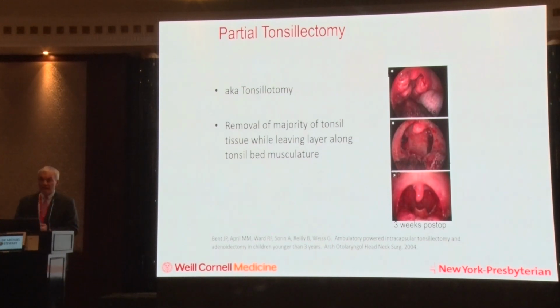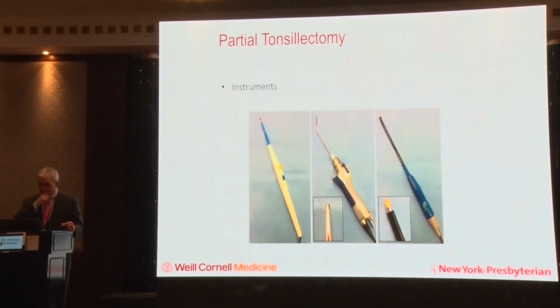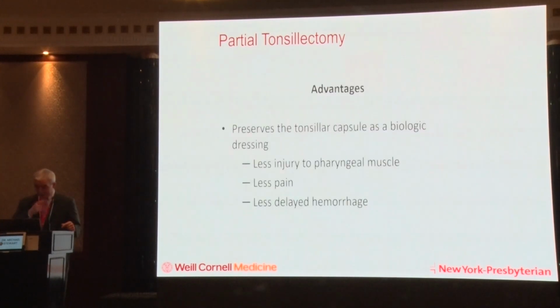We do partial tonsillectomy. The concept here is removing about 80% of the tonsil, but leaving a small rim of normal tonsillar tissue that acts as sort of a biologic dressing, which significantly helps with healing. There's several ways you can do this. You can do this with an electrocautery instrument. You can do it with a microdebrider. You can do it with coblation, which is cold ablation, which is a radiofrequency technique.